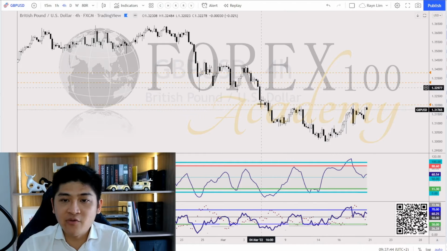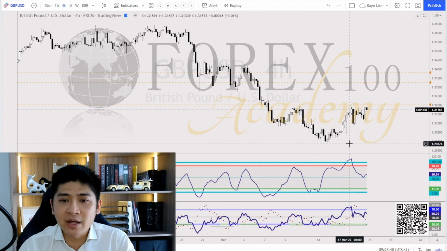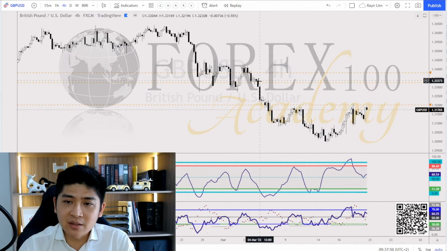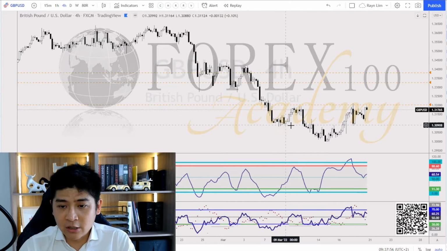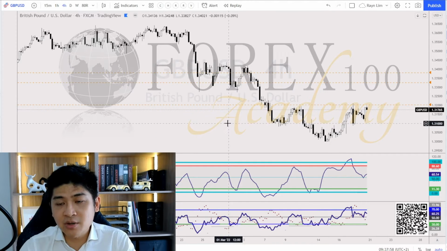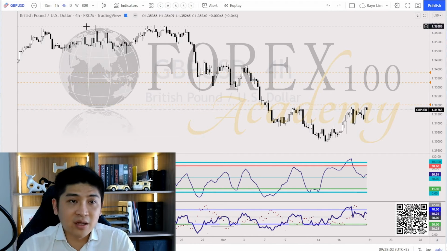Some traders might be reading this as a potential cup and handle movement. I don't trade cup and handle formation, and some traders might read it as a head and shoulder formation. Well, you can. I'm not saying that you can't, but that's somehow not the kind of analysis or setup I'm looking at.